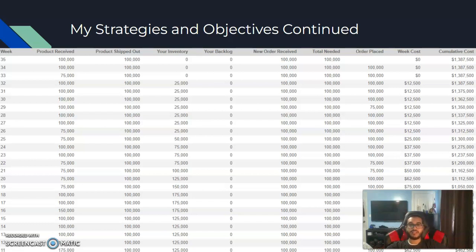You can see that in the last 3 weeks I had 0 inventory, 0 backlog, and that gave me an ending cumulative cost of $1,387,500. Week 19, you can see I only received 75,000 cases as I downsized and I was trying to lower my inventory, which means in week 15 I changed my strategy and my behavior to try to get a better score.